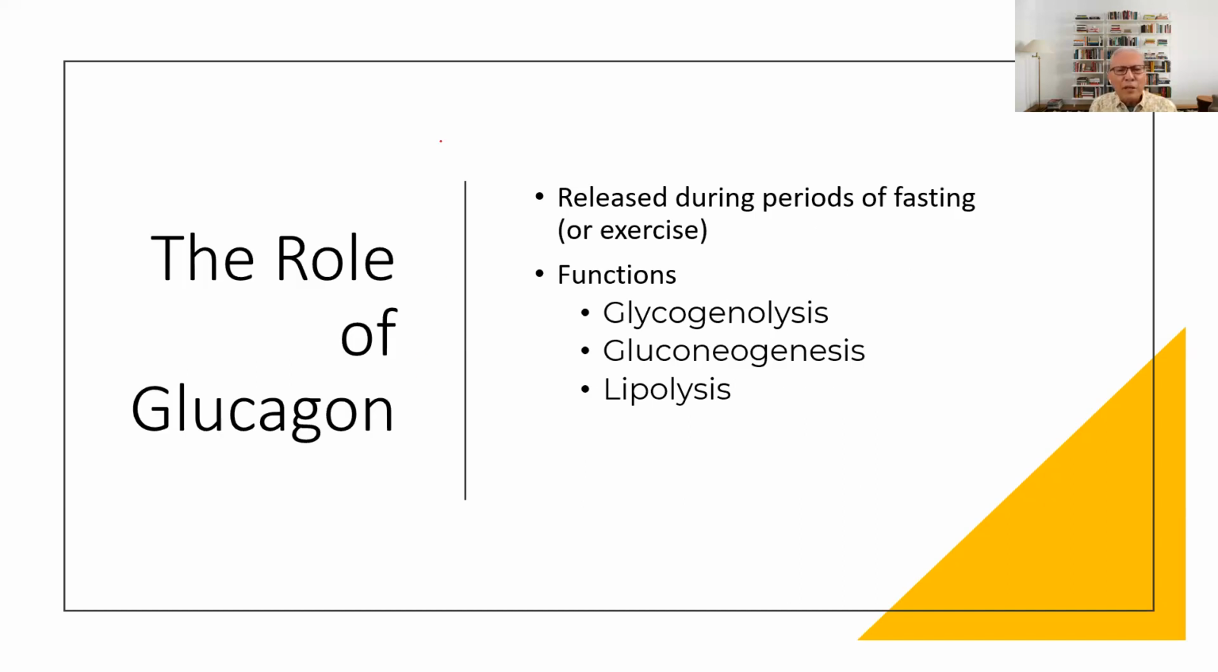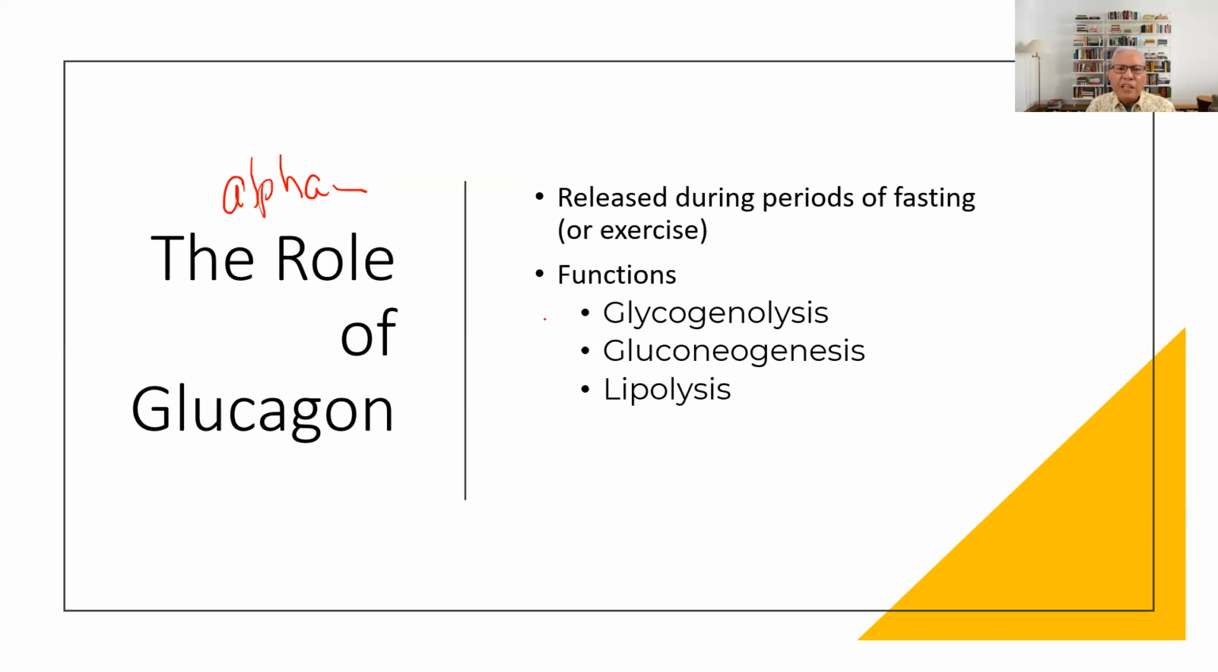Let's focus a little bit on glucagon. Whenever we are fasting, such as during periods of prolonged labor or exercise or a long period of time that we don't eat, there's going to be a decline in your blood glucose. So in response, the alpha cells of the pancreas are going to secrete glucagon. So again, the cells that are responsible for stimulating the release of glucagon are your alpha cells.